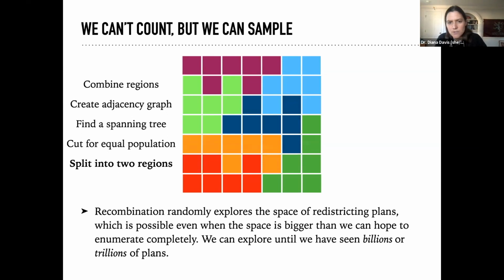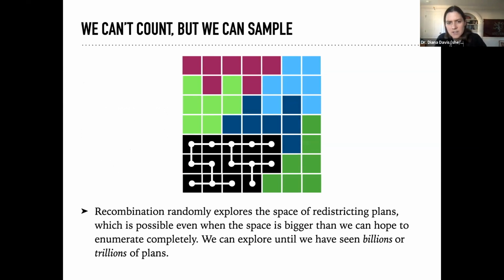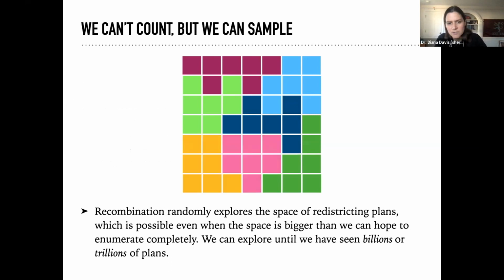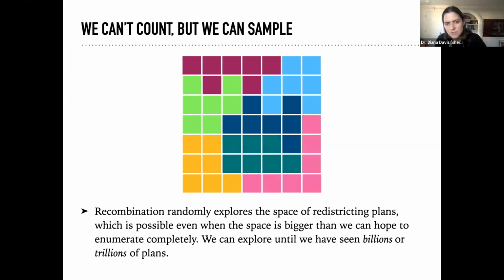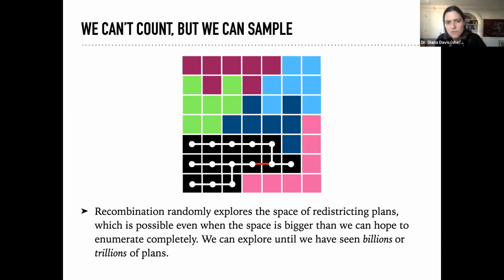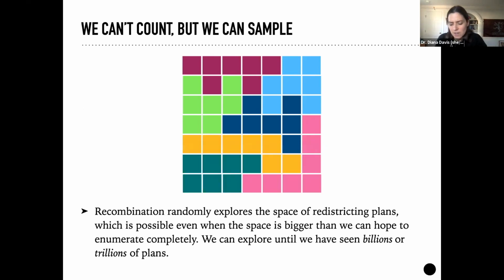And you just do this over and over again. You combine 2 regions, find a spanning tree, cut it, get 2 new regions. Merge 2 regions, find a spanning tree, cut it, get 2 new regions, and so on. And you just do this over and over again until you have gone as much as you want. And this explores the space very quickly. You very quickly sort of forget where you came from. The map doesn't look anything like what it started as.